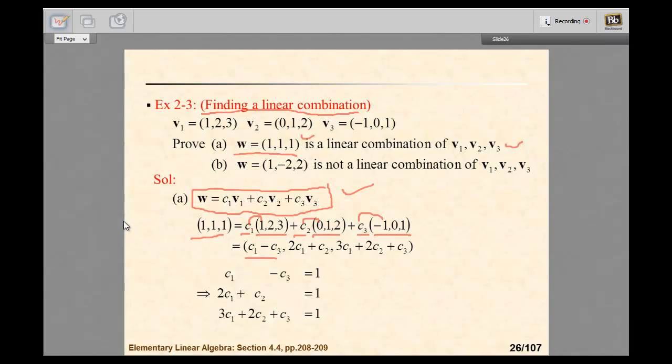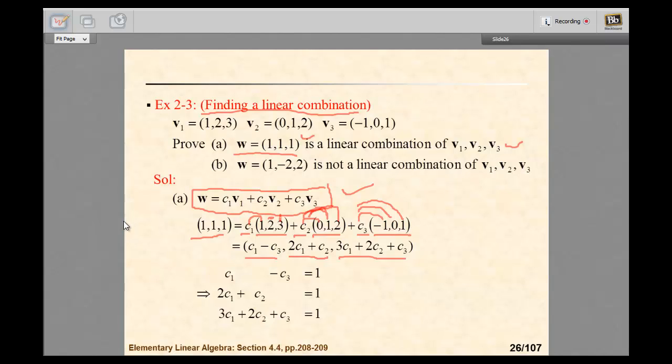Then 2C1, then 1C2, then 0C3. So I write 2C1 and C2. Similarly for the C3, I write 3C1 and 2C2 and 1C3. So I write these things here.